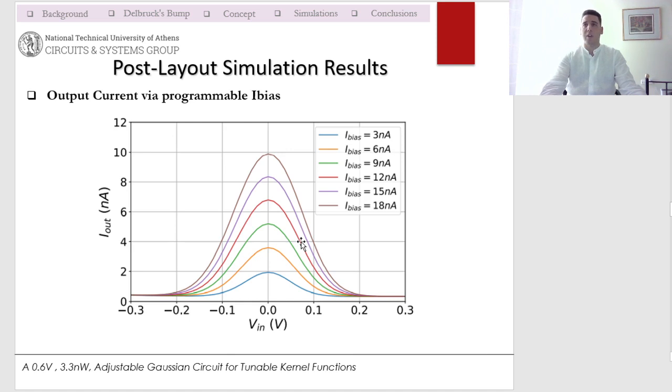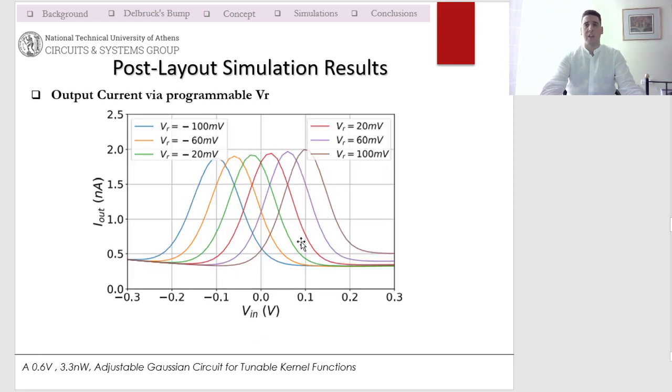The height of the Gaussian function's output is set by the bias current I bias, as shown in this slide, for constant VR and Vc voltages. The increase in bias current achieves an increase in the amplitude of the Gaussian curve. All these results are from post-layout simulation. The mean value of the Gaussian curve is altered via parameter VR, as shown in this slide. The maximum output current is achieved when the input voltage is equal to parameter voltage, Vin equal to VR. All previous slides confirm the proper operation of the proposed architecture.